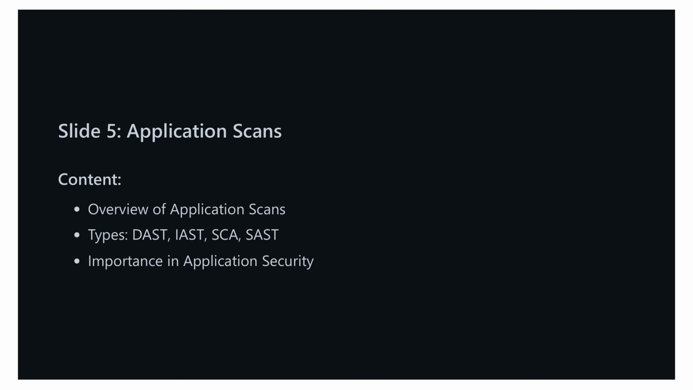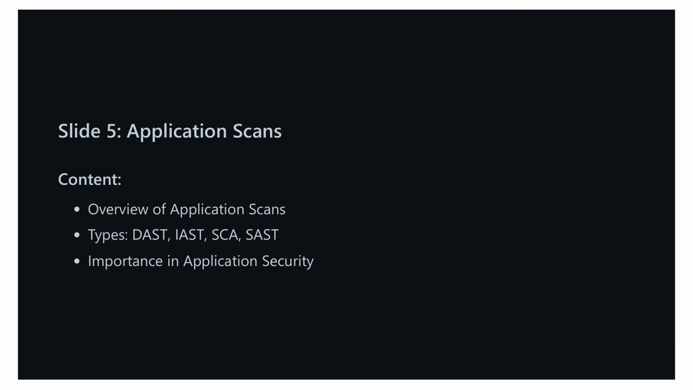Lastly, SAST, or Static Application Security Testing, examines the source code for security vulnerabilities at rest, providing an essential layer of protection by catching issues early in the development cycle. Understanding and implementing these types of scans is vital for fortifying the security of your applications. They help in identifying and mitigating risks before they become critical issues, ensuring a resilient and secure digital infrastructure.